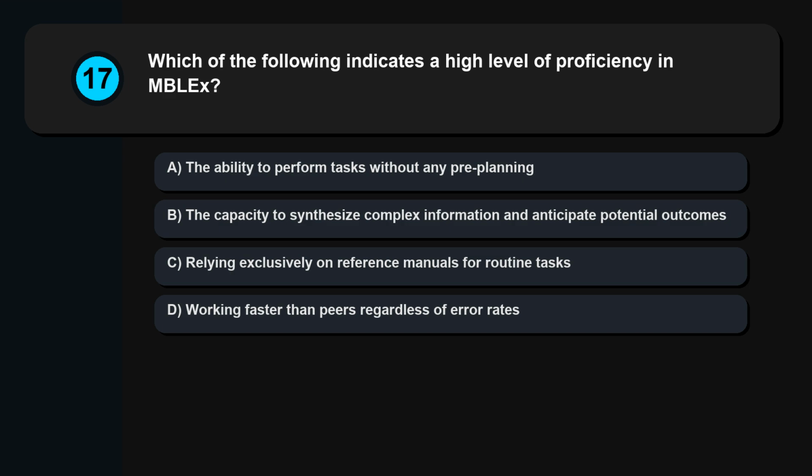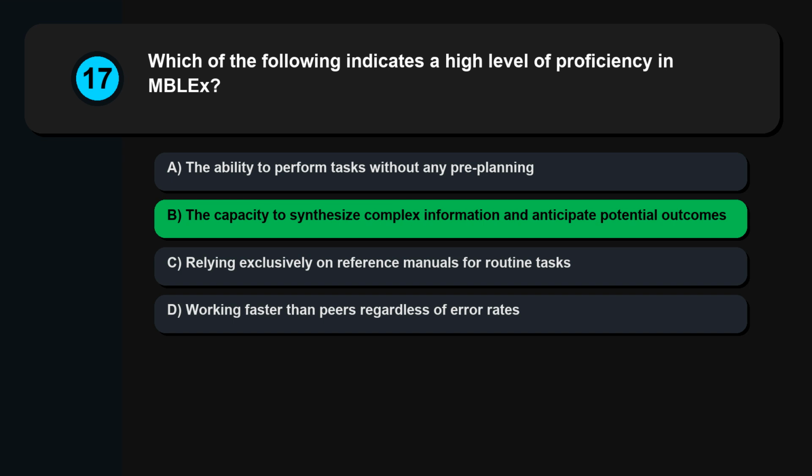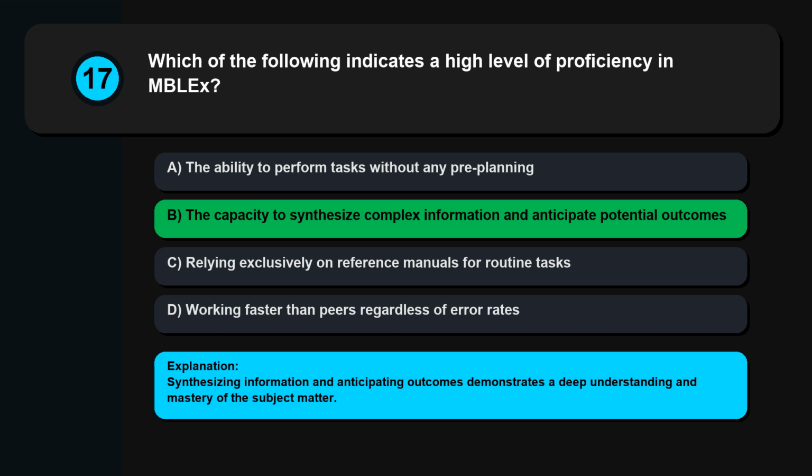Question 17. Which of the following indicates a high level of proficiency in MBLEx? The ability to perform tasks without any pre-planning, the capacity to synthesize complex information and anticipate potential outcomes, relying exclusively on reference manuals for routine tasks, working faster than peers regardless of error rates. Synthesizing information and anticipating outcomes demonstrates a deep understanding and mastery of the subject matter.